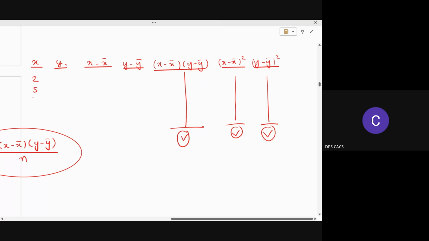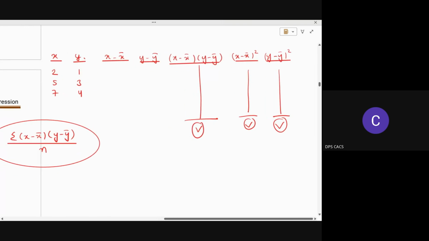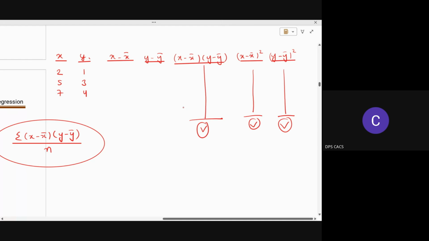2, 5, 7, 1, 3, 4. Start and give me the answer. Formula number 1. I have given you very simple figures. Okay, wait, let me change. Make it 8 and make it 2. And now do it, please. Sorry, just simplifying the figures. So what is your step number 1?